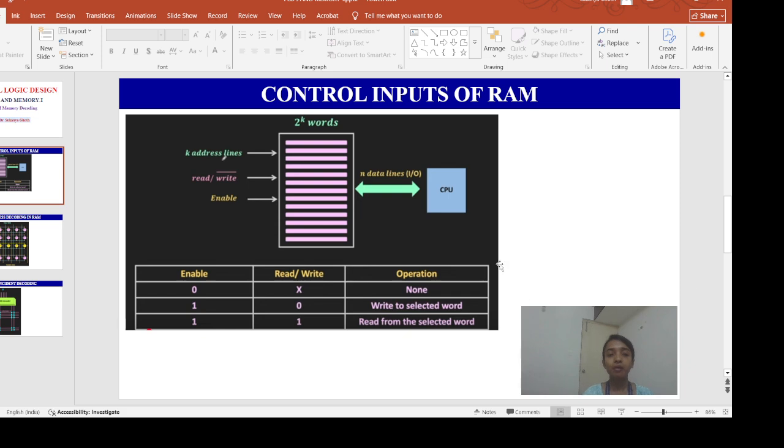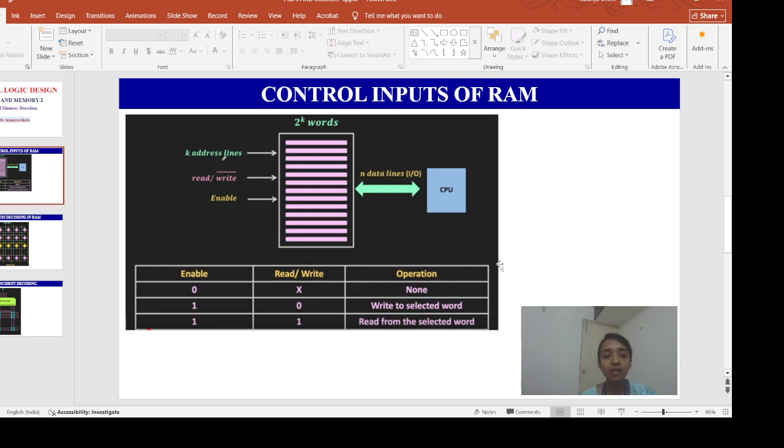RAM is a volatile memory which the CPU frequently accesses during operations. The CPU can read and write data in this memory. RAM is a collection of words, where a word is basically a group of bits or storage cells.